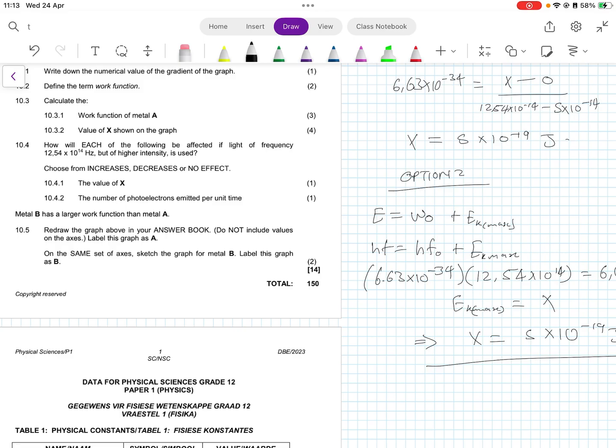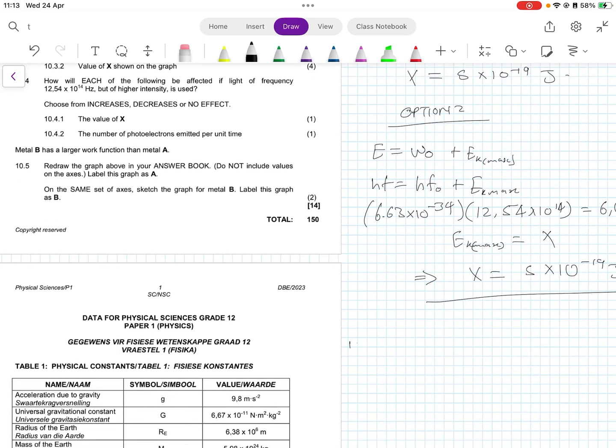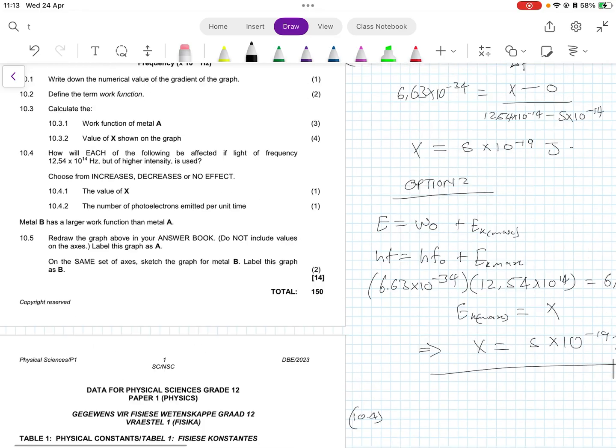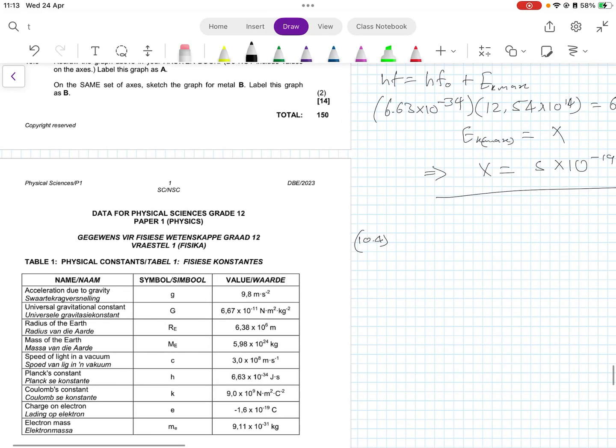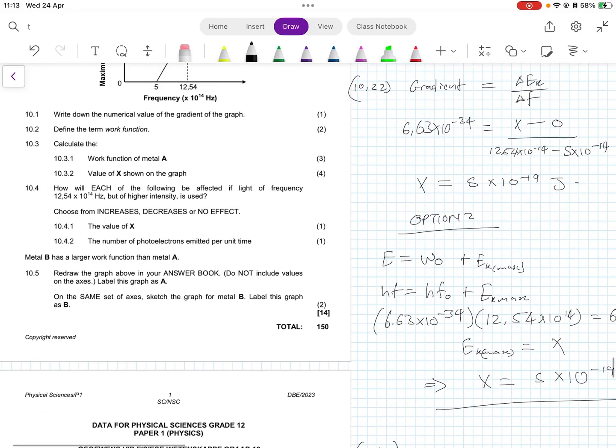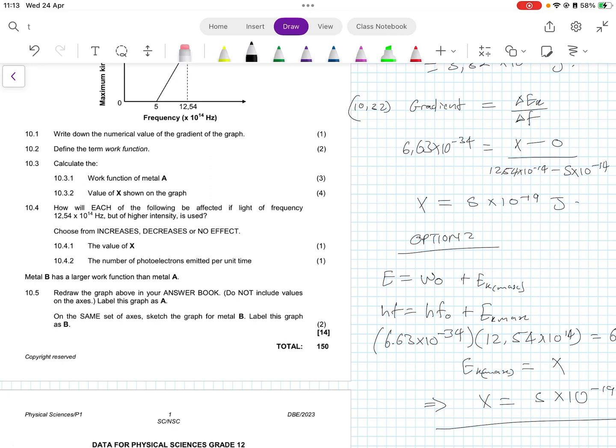Moving on. 10.4. Let me just write this as 10.4.1. How will each of the following be affected if light of frequency 12.54 times 10 to the power 14 hertz, but of higher intensity is used?